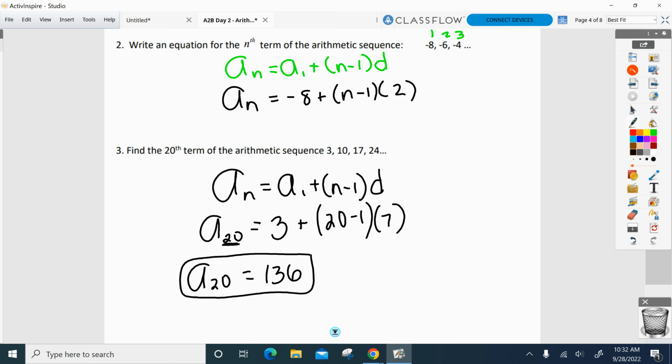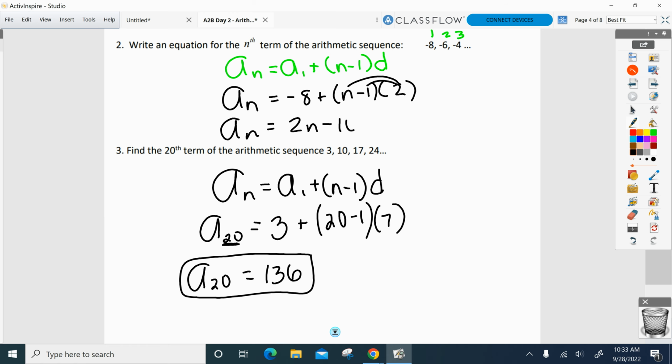What do I mean by clean it up? What can I do with this 2 and this parenthesis? Usually, you guys are used to it being right here, but it's still the same. Distribute. So everyone distribute the 2 for me. Clean this up. Distribute the 2 and then combine anything you can with -8. So what did you get? 2n minus 10.